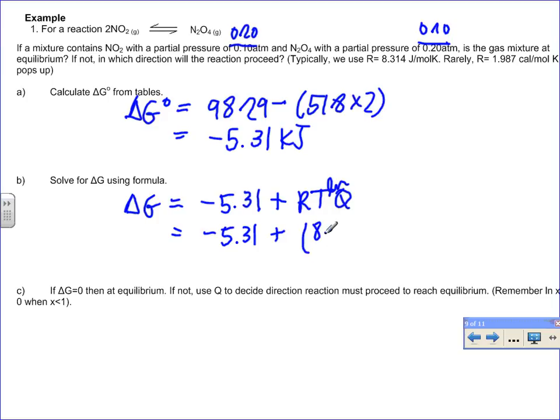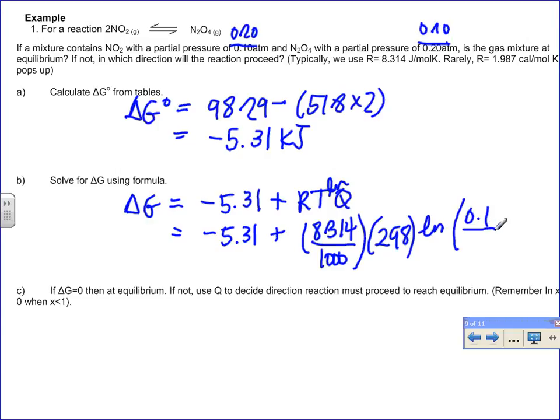Now the R value that you use is 8.314. The R value is in joules per Kelvin per mole, so we need to divide by 1,000 to put it in kilojoules. The temperature, I'm going to assume that it's 298 because it's not given. And then I'm going to take the ln of Q, which is the products over reactants raised to their coefficients.